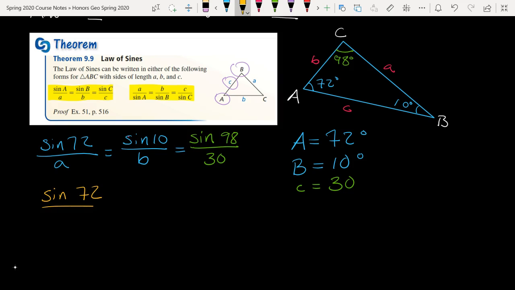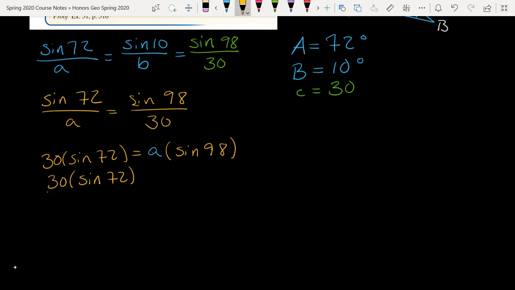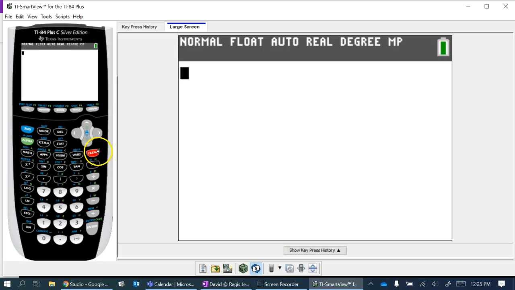Let's set up this proportion, since we know this is true by the greatest thing in the world, the transitive property. And we can just calculate the sine of 72, we can calculate the sine of 98, and we can solve for A, just by cross-multiplying and then getting A by itself. So let's do that. That's just cross-multiplying. Now let's isolate A. Alright, so this expression should give us A. Let's pop it into the calculator and see what the heck we get.